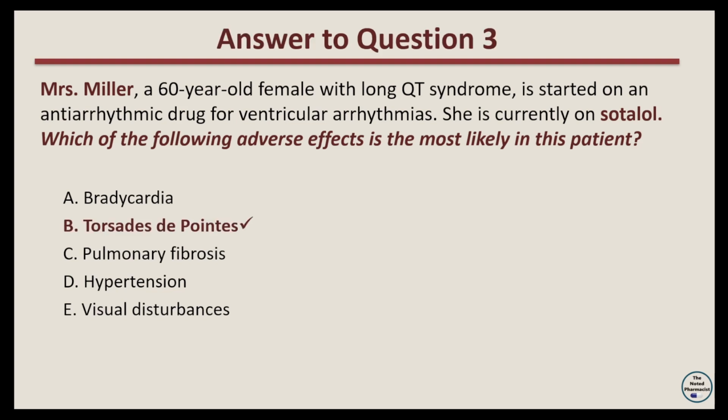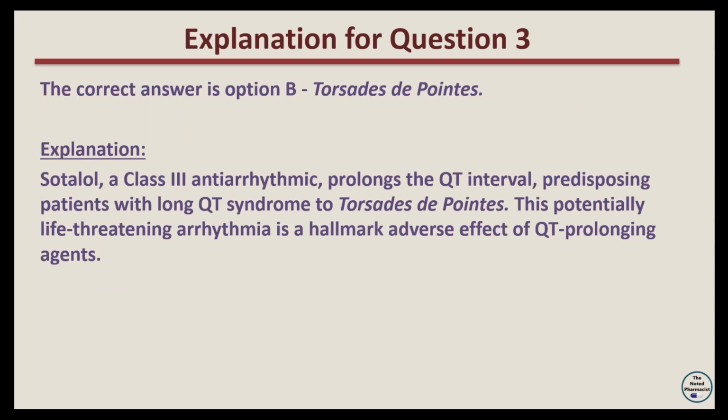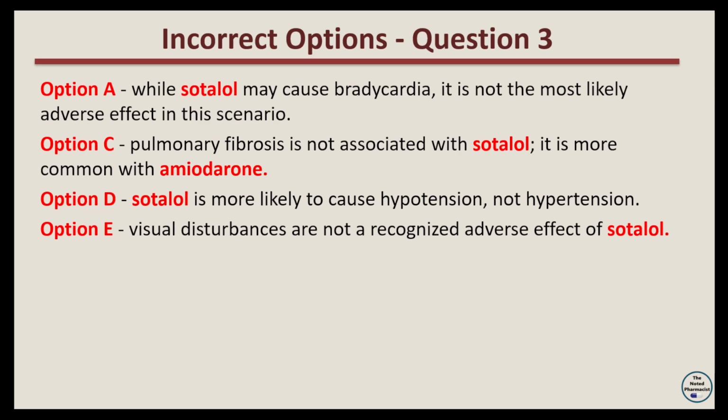The correct answer is option B, torsades de pointes. The explanation is as follows: sotalol, a class 3 antiarrhythmic, prolongs the QT interval, predisposing patients with long QT syndrome to torsades de pointes. This potentially life-threatening arrhythmia is a hallmark adverse effect of QT prolonging agents. Here is the explanation for incorrect options.